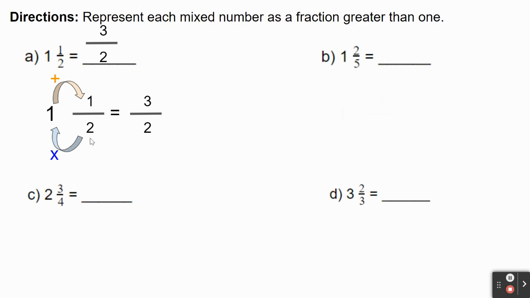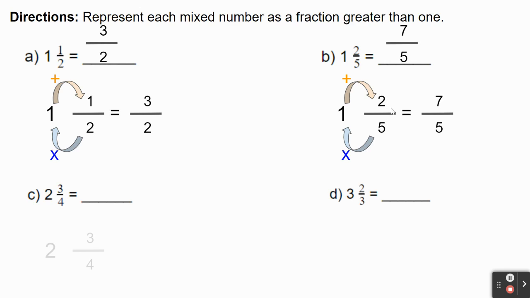We can do this again for B, where we have 1 2/5. Instead of rewriting 1 as 5 over 5 and then adding it to 2/5, we can multiply 5 times 1 to get 5, plus 2 to get 7. So the numerator is 7, and the denominator stays the same as 5. So 1 2/5 is equivalent to 7/5.